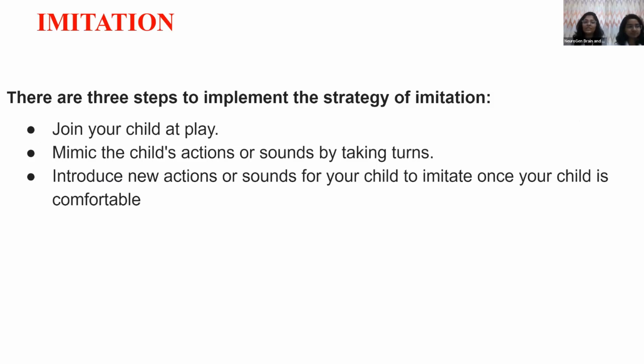There are three steps to implement the strategy of imitation. When it comes to imitation, there are two types: one is verbal imitation and the other is non-verbal imitation. Verbal imitation includes asking the child to make sounds like animals, like the cat says meow or the cow says moo moo. These are verbal imitation. When it comes to non-verbal imitation, we ask the client to touch your nose, touch your ears, touch your eyes. These all come under non-verbal imitation.